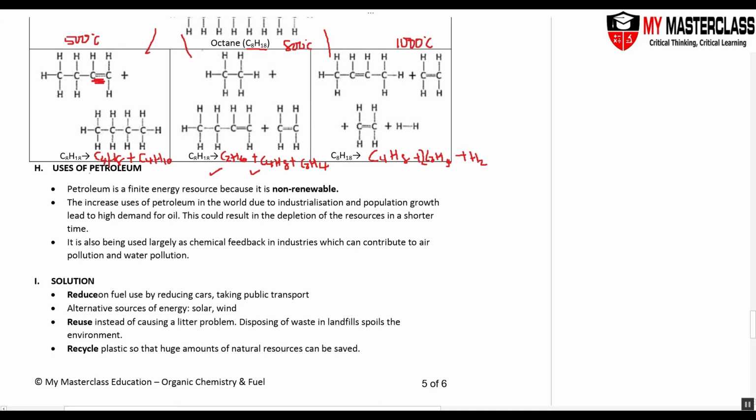Okay, so uses of petroleum. So petroleum, again, this is your crude oil that is dug out from when your dinosaurs died. Petroleum is a finite energy resource, so it is non-renewable. Okay, and there's a large increase in demand for petroleum due to industrialization and population growth. So forming factories, building factories, right? Why do we have to build factories? Because of population growth, you have to have a lot of chemicals, a lot of plastics, etc. Okay, so this will lead to high demand for the oil. As a result, depletion of these resources takes place very, very fast.